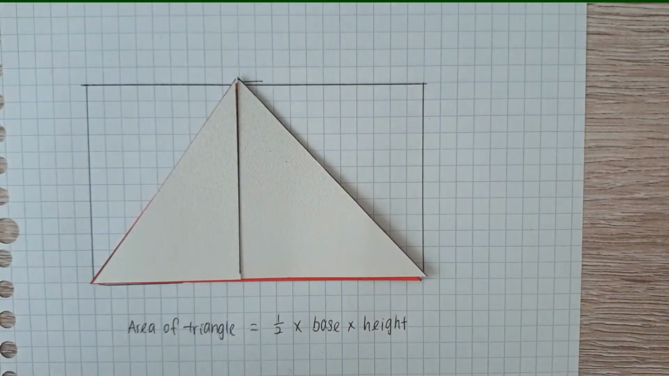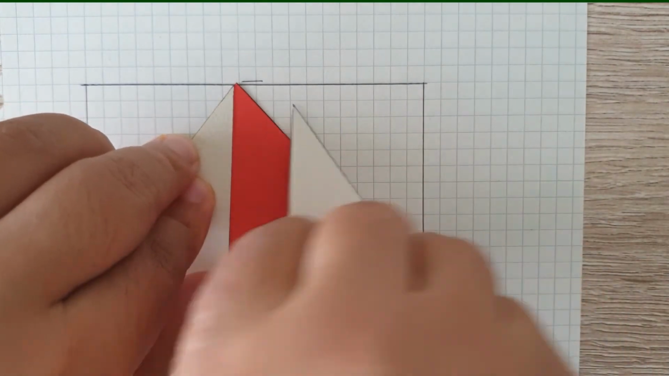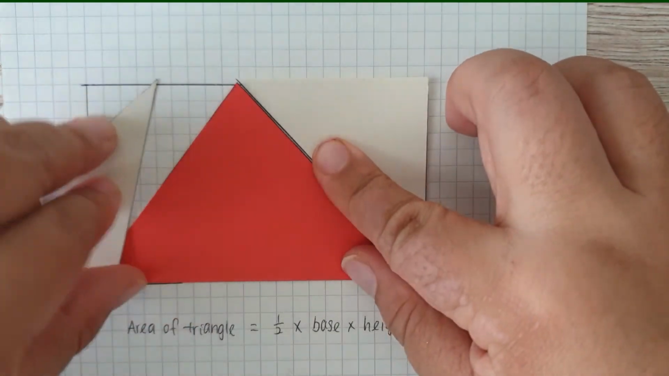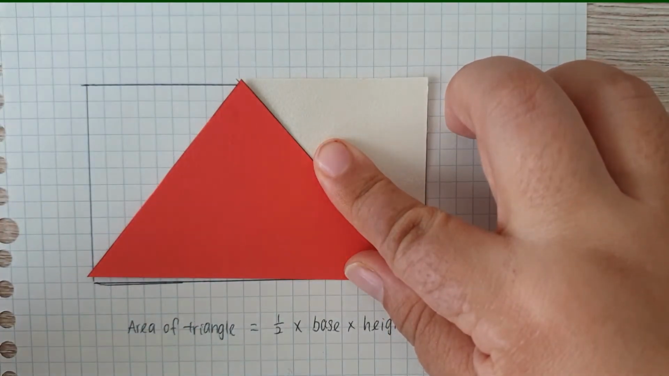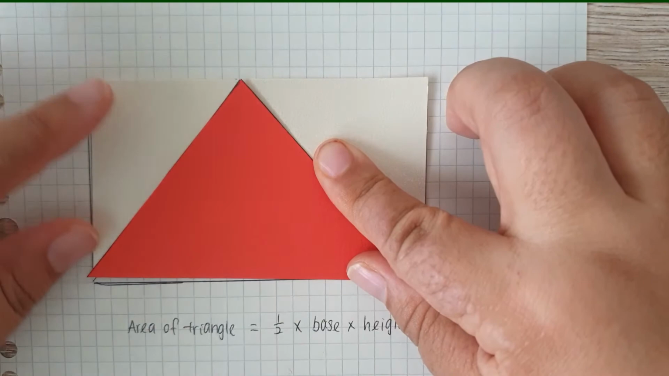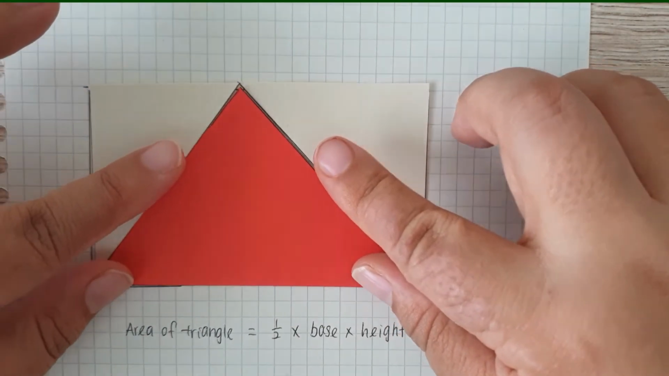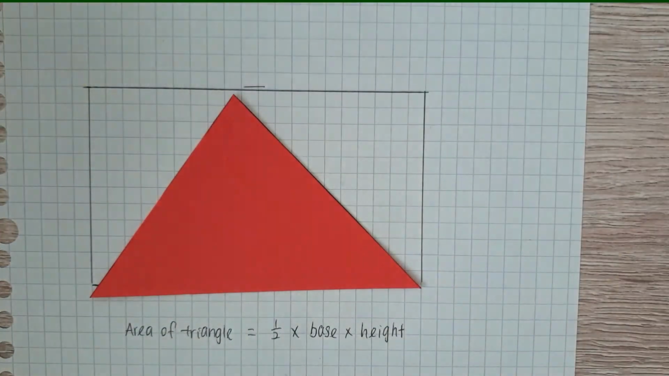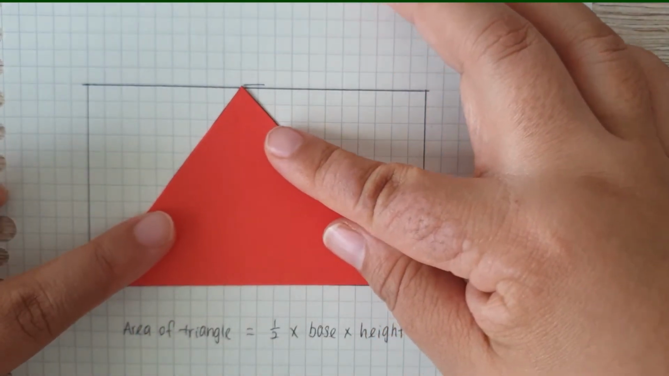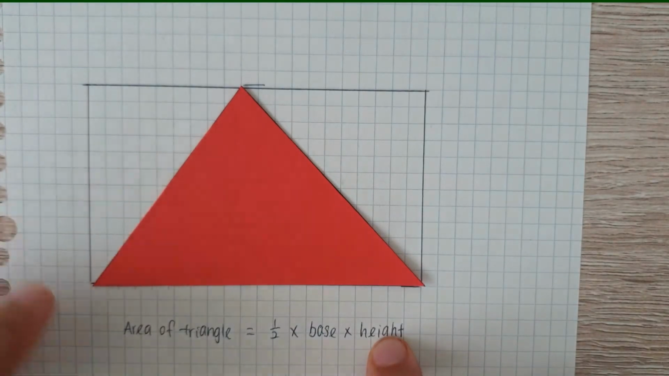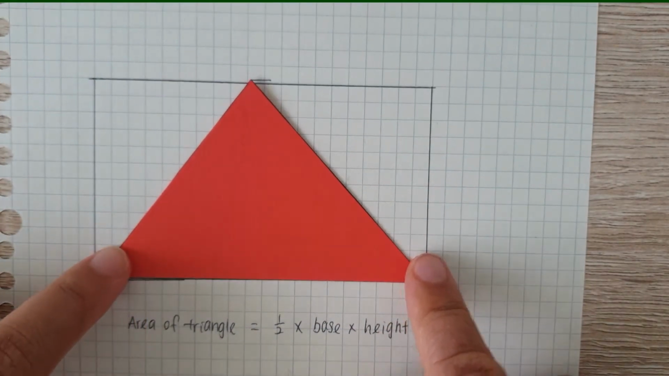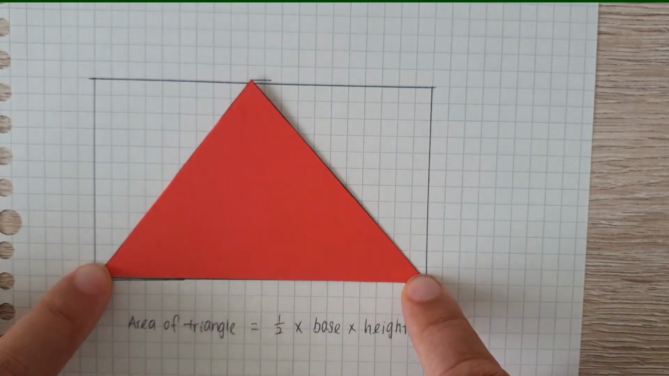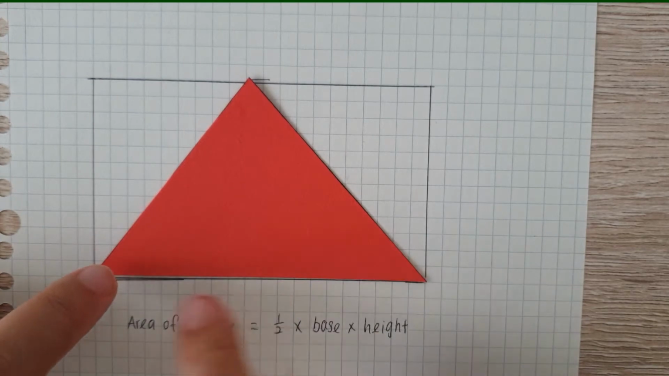two such triangles actually make one rectangle. So hence, the base and the height of the triangle, you can get by using one of the sides of the triangle as the base. So in this case, I'm using the bottom here.